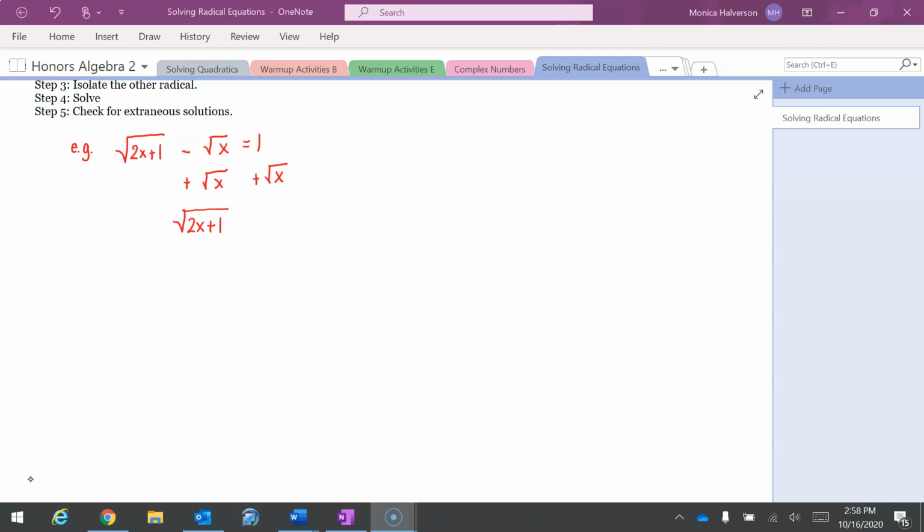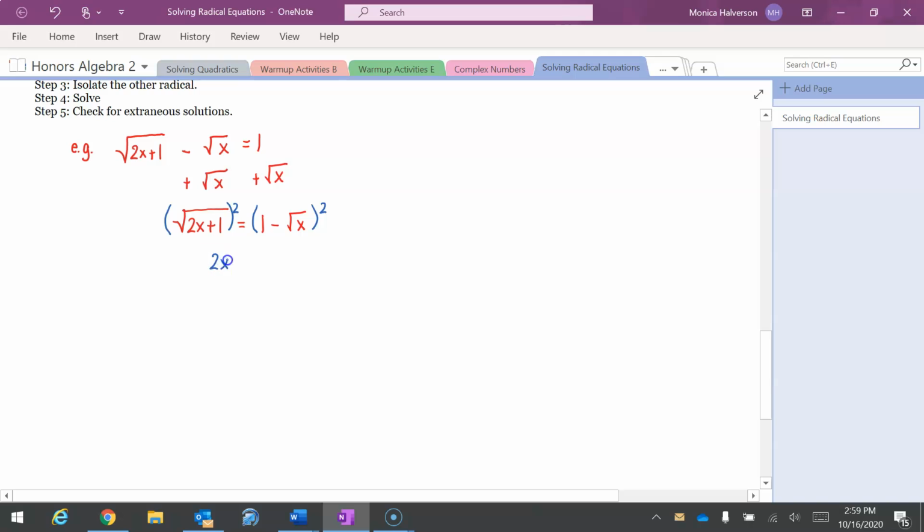So as mentioned, you want to isolate one radical. And the radical I chose to isolate was the more complex radical, the square root of 2x plus 1. So the square root of 2x plus 1 is equal to 1 minus the square root of x. Now we're going to raise both sides to the index number to eliminate this more complex radical.